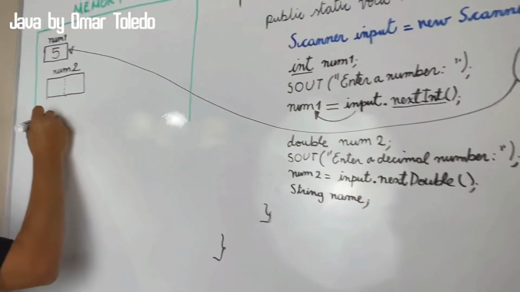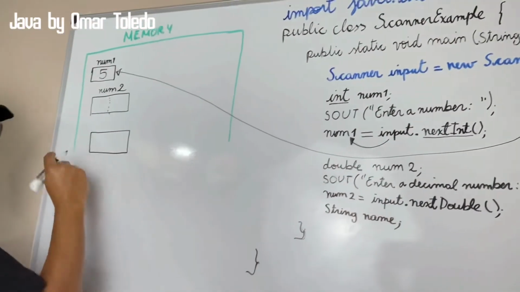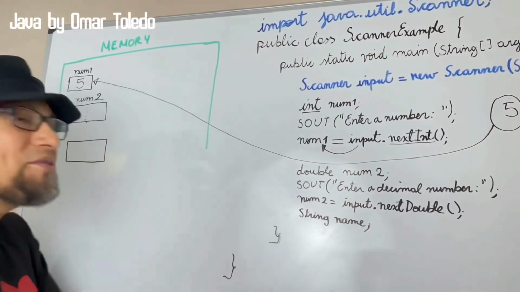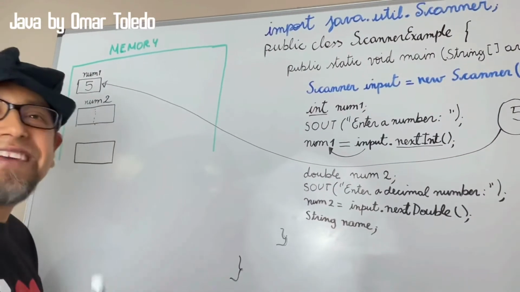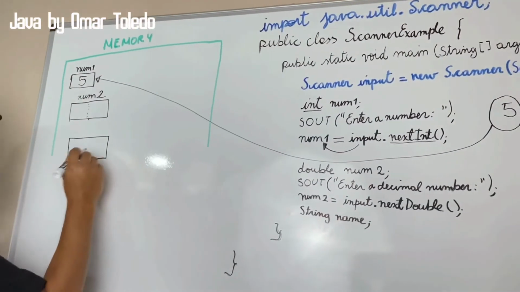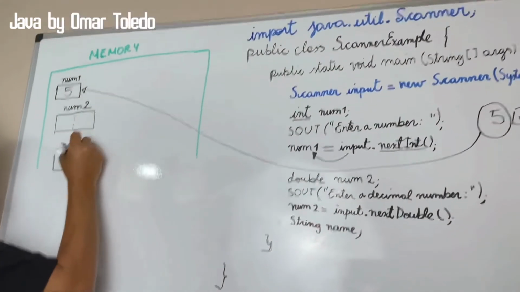Later I'm going to draw much better. For now, just think of the string like a regular variable. A string is not a regular variable. A string is a class, but later we're going to talk about that. Just for now, think of a string like a regular data type, but it's not a regular data type. Later you're going to know that. So here you have the variable name.